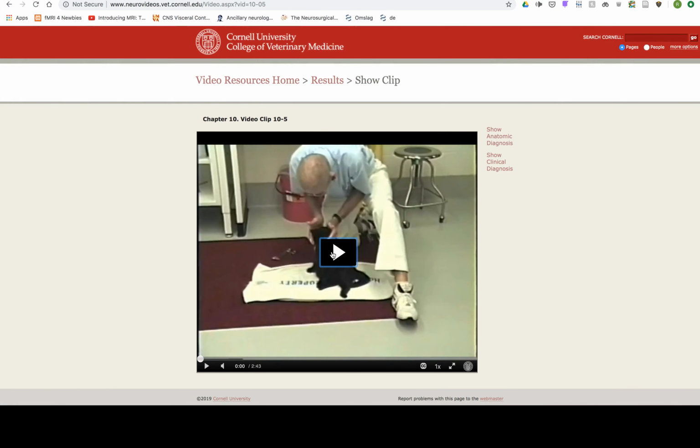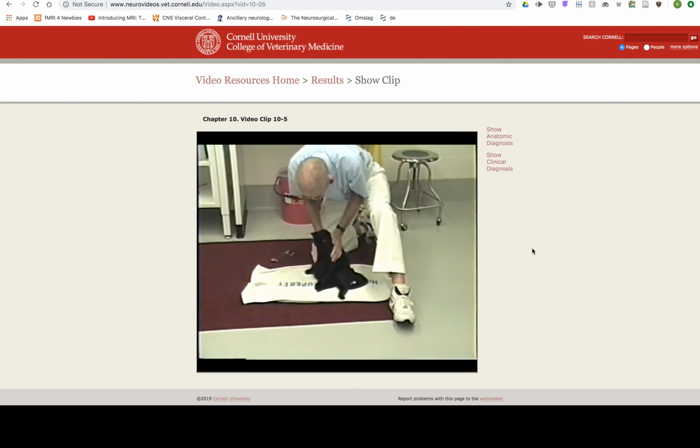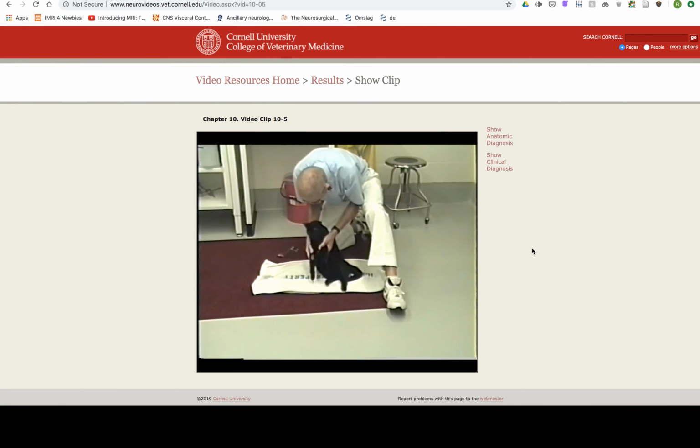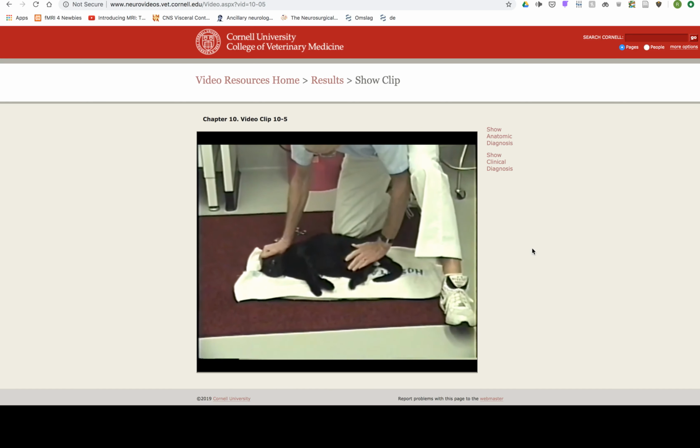Video 10-5 shows Poison, an 8-year-old castrated male domestic short-hair cat that was struck by a motor vehicle 2 days before the video was made. Note the crossed extension in the pelvic limbs and the pelvic limb flexion when the tail was compressed with forceps. The latter is referred to as a mass reflex, which is another manifestation of hyperreflexia.